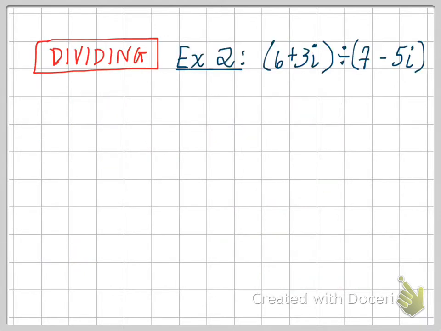So now let's take a look at a division problem, and you can see what I mean by how useful the complex conjugate is going to become. Okay, so in this problem I have 6 plus 3i, and I'm just going to rewrite it as a fraction, divided by 7 minus 5i. And what we're going to do here is multiply the top and bottom of the fraction by the complex conjugate of the denominator. So let me write that down for you.